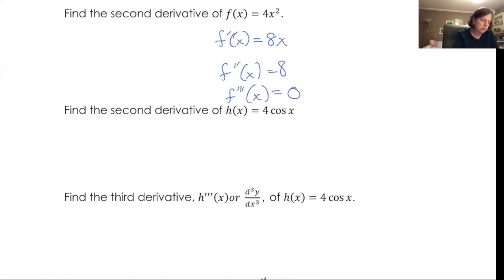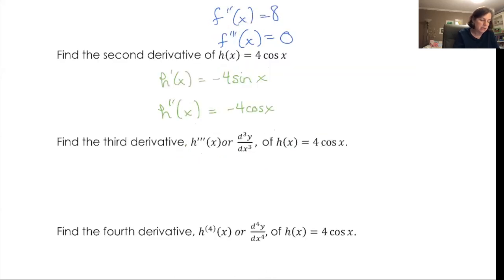All right, let's do the second derivative of h of x equals 4 cosine x. So we start off by finding h prime of x. The derivative of 4 cosine of x is minus 4 sine of x. Remember, derivative of cosine is opposite of sine. Doing the second derivative, I do the derivative of sine, which is cosine, so it'd just be minus 4 cosine x.